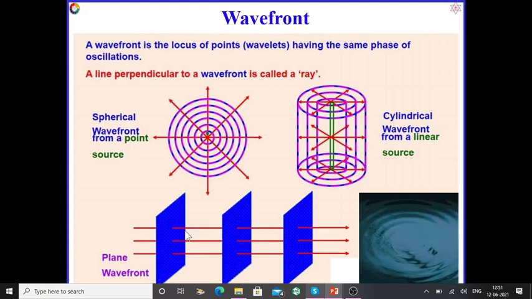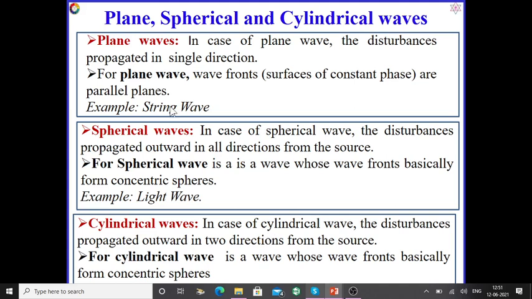And this is your plane wavefront. That means at each and every distance, suppose this side is your y-axis, this side your x-axis, the y displacement and x displacement both are constant. So this is your plane wavefront. These are the basic differences between the waves.